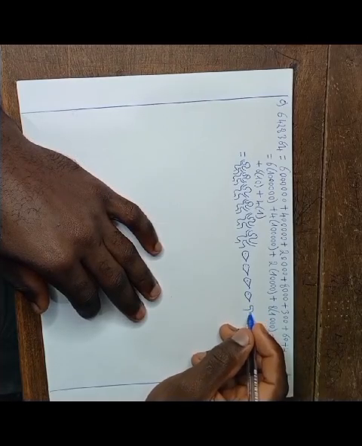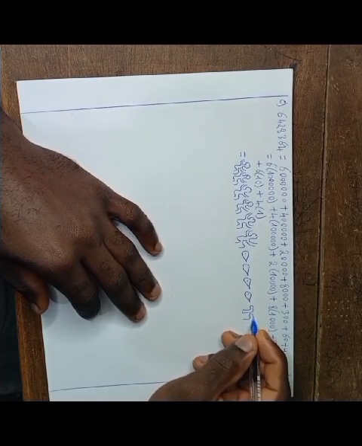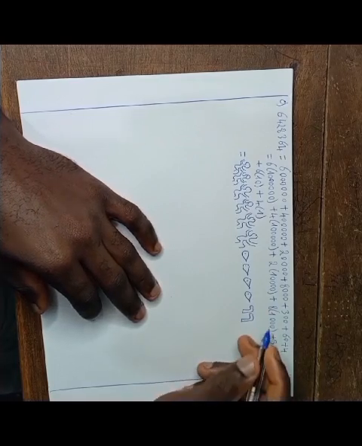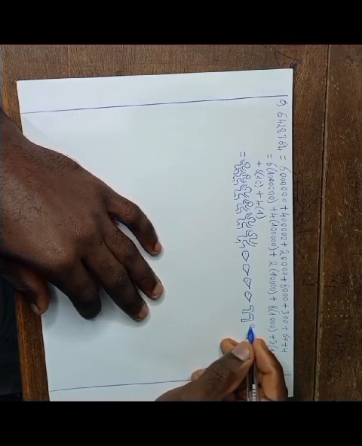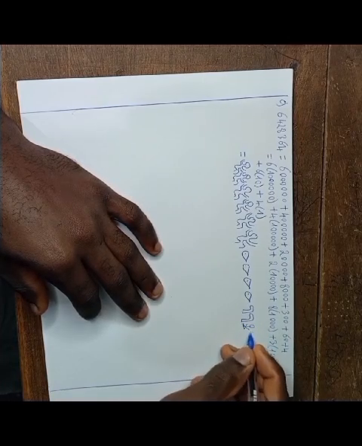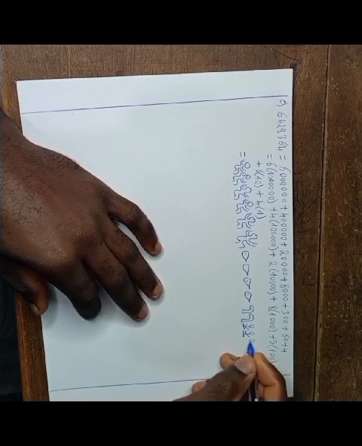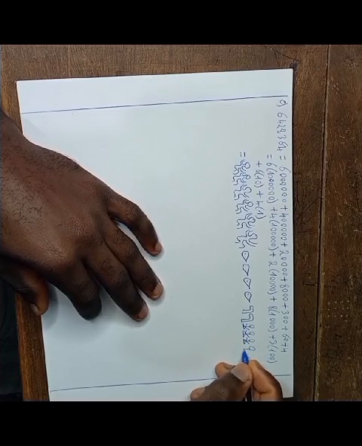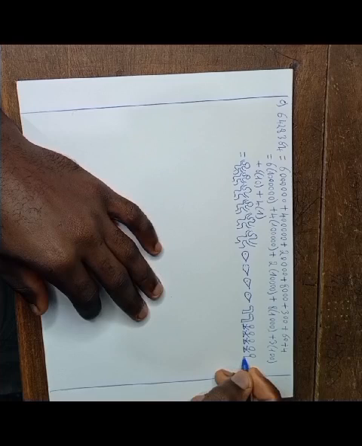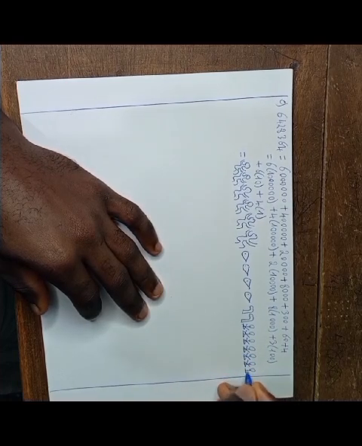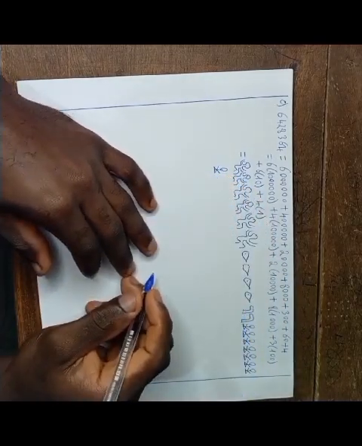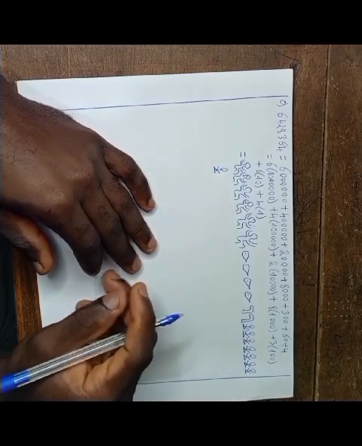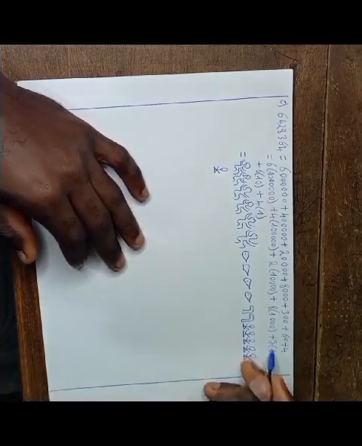So 2 bent fingers. 1, 2. Next, we need to write down 8 symbols for 1,000. So 8 lotus flowers. 1, 2, 3, 4, 5, 6, 7, and lastly 8. Then next, we have to write down 3 symbols of 100.